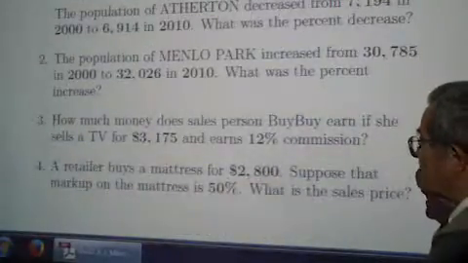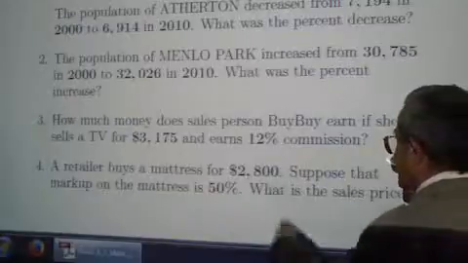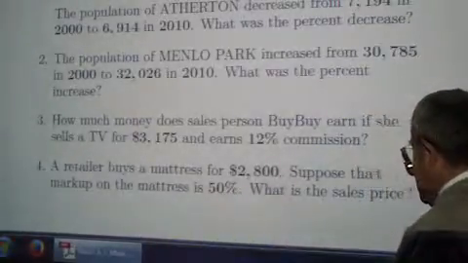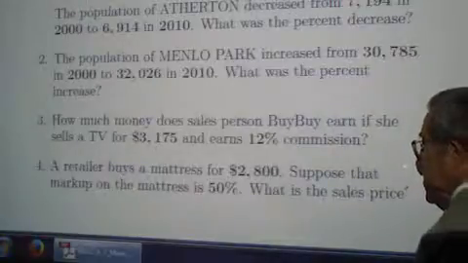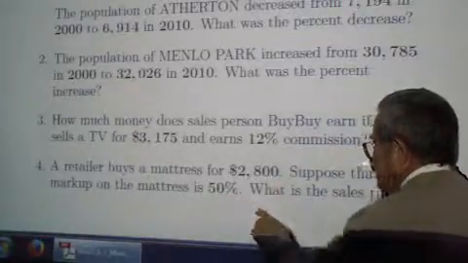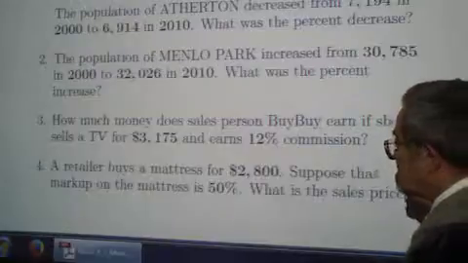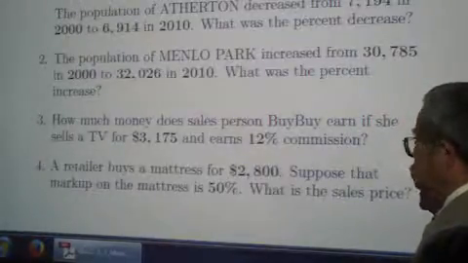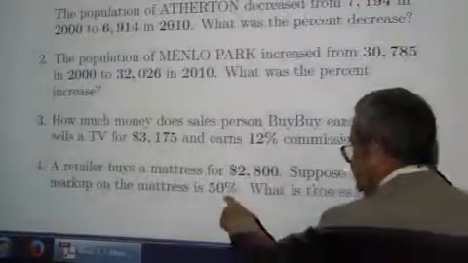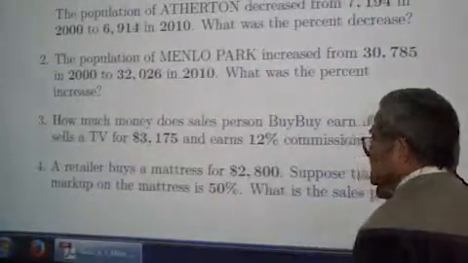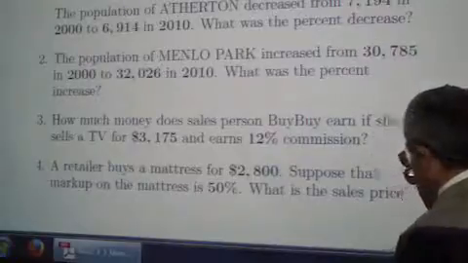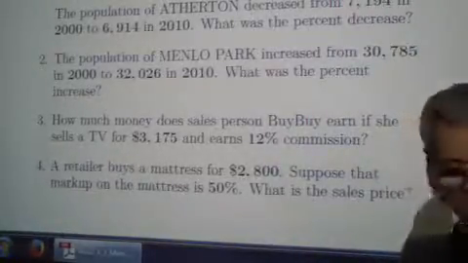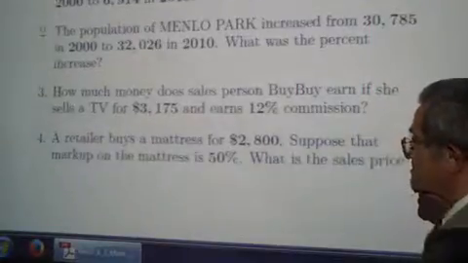A retailer buys a mattress for $2,800. Suppose that the markup is 50%. What is the sales price? So $2,800 and 50% for the markup. The markup rate. Okay, I should have said markup rate. That's a rate. And then you want to find the markup. Once you have the markup, you can get the sales price. Okay, I can go on.